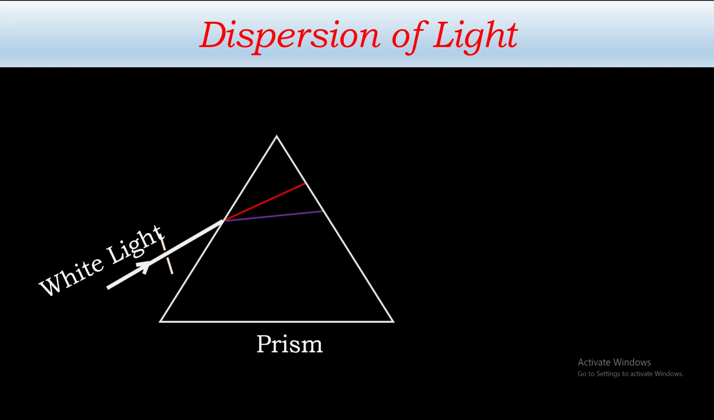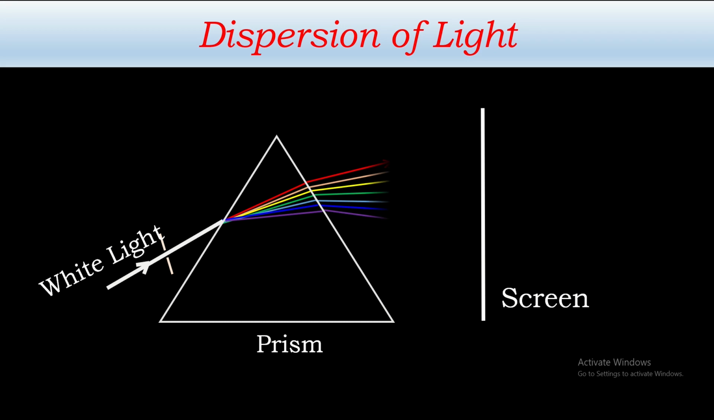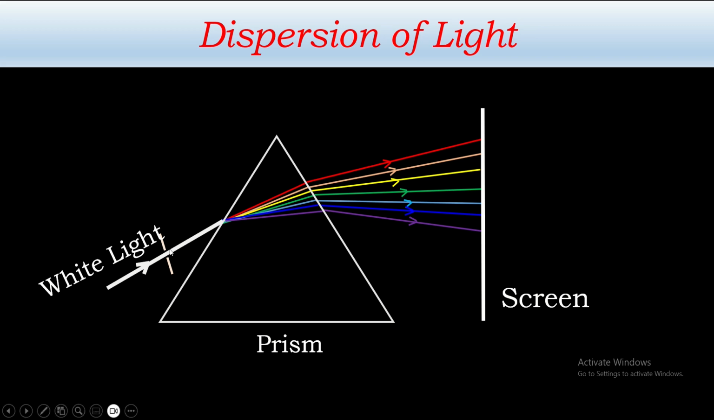It separates into 7 different colors. The most deviated color is violet and the least deviated color is red, and there are other colors in between them also. Altogether they are 7. And when the same colored light comes to another end, then what is seen? Refraction takes place from the other side. If we put the screen just behind the prism, then 7 different colored lights can be obtained on the screen. This is dispersion of light.